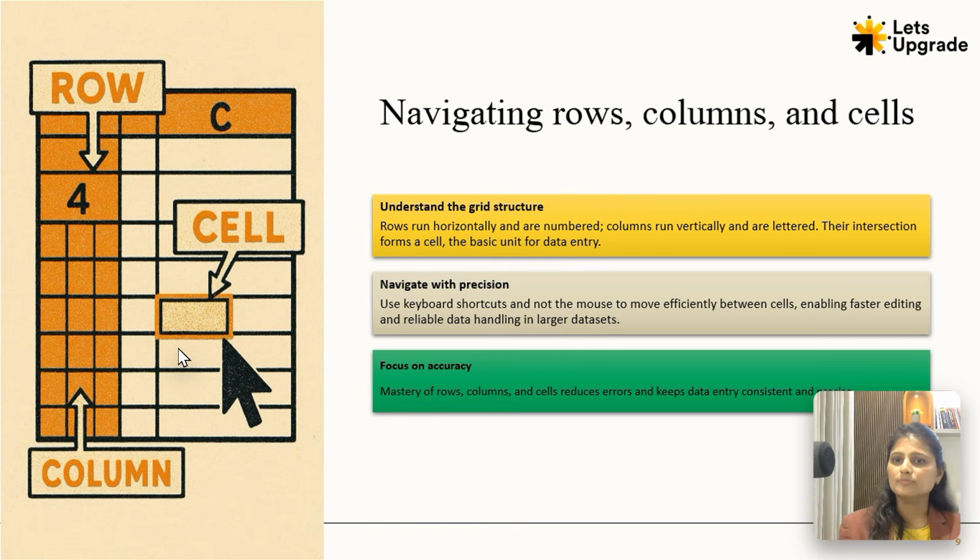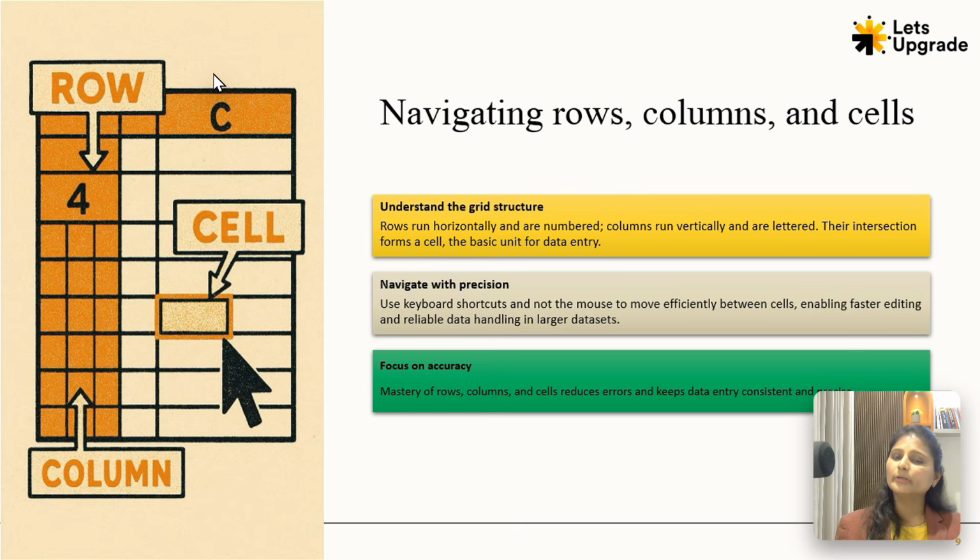And when I say columns, columns are vertically arranged data. You can see them as A, B, C, D, E, F. And then what is a cell? A cell is nothing but the intersection of a row and a column. So this is a cell. Every grid is like a cell. So multiple cells are there, which in all allow you to store your data.